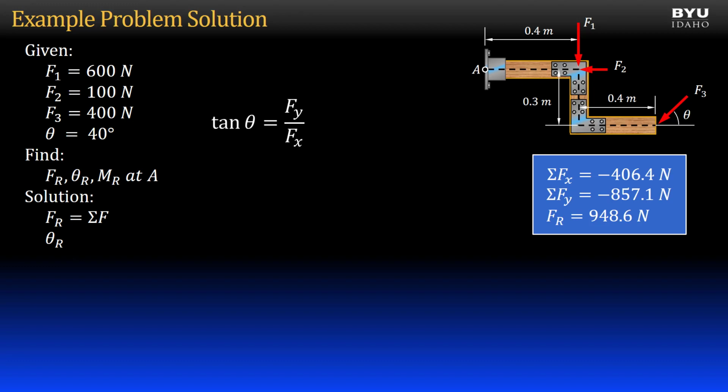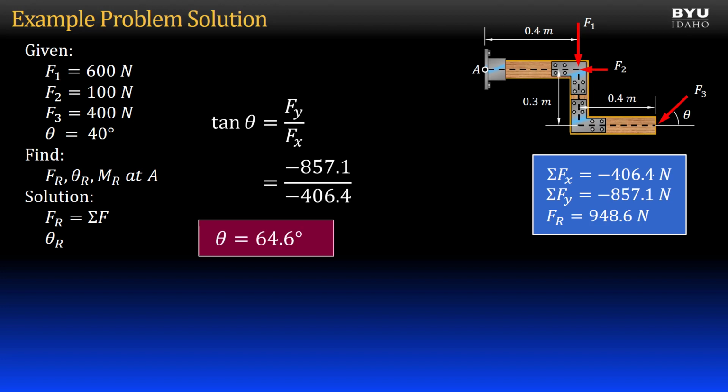The tangent of theta is equal to the vertical force component divided by the horizontal component. We get 64.6 degrees. The direction can be visualized by drawing a force triangle, with the horizontal component and the vertical component both negative, and we can see the direction of the resultant is in the 3rd quadrant.